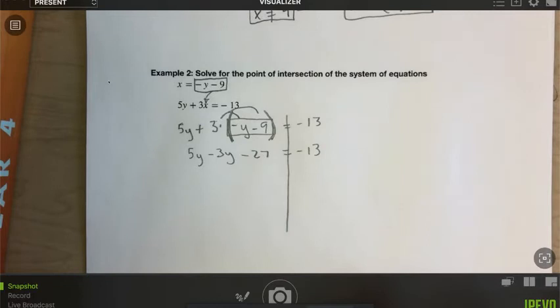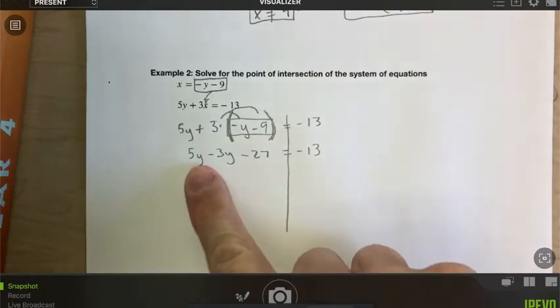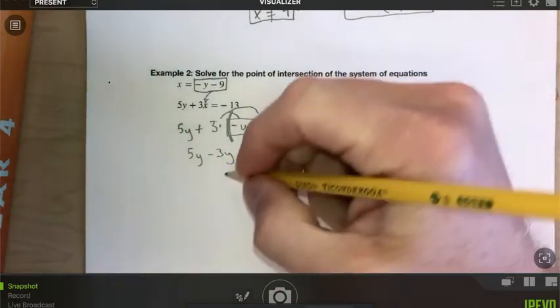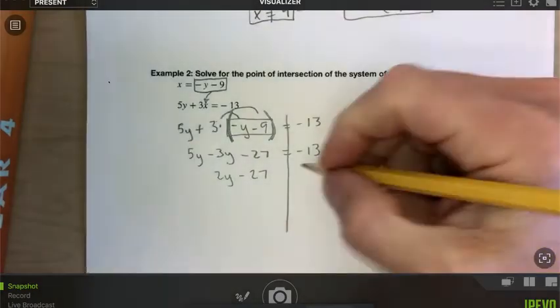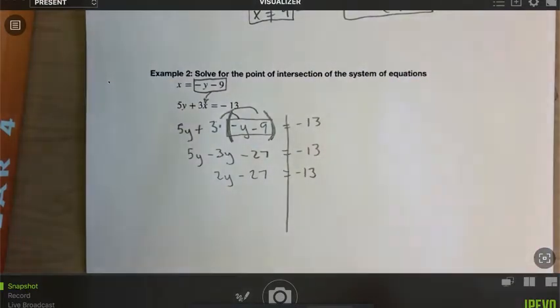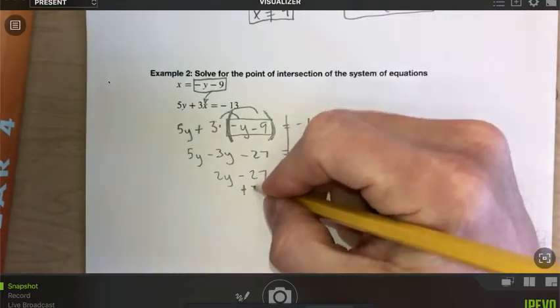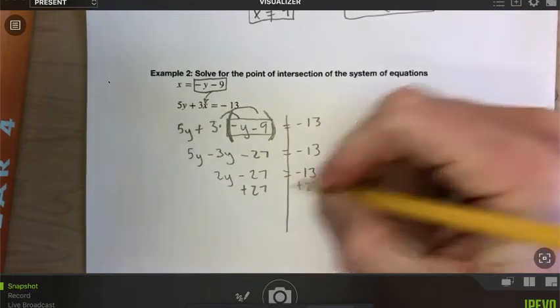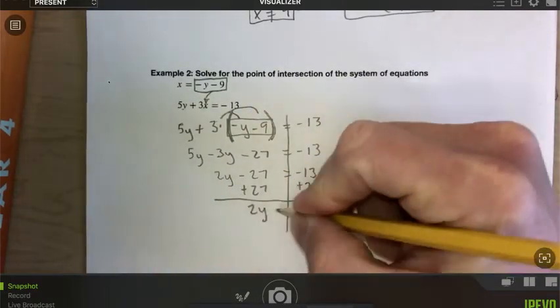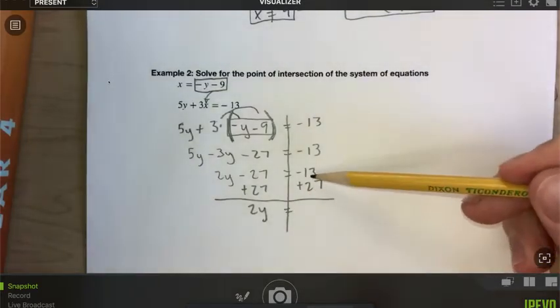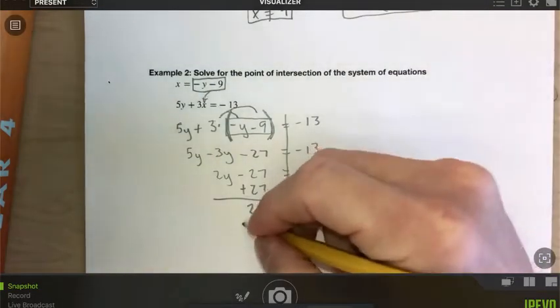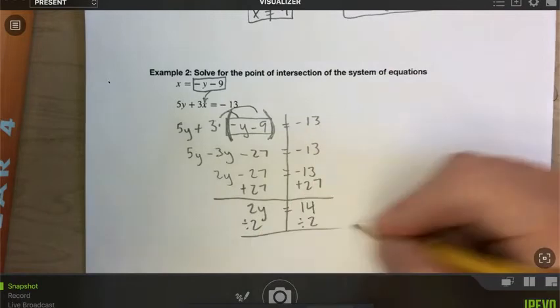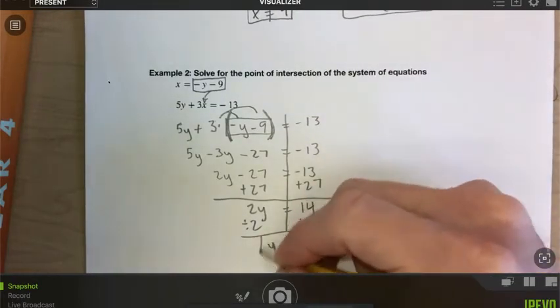Cool. So now my goal is, if possible, can I simplify further? Well, on the left side of the equation, I see a 5y minus 3y. So sure enough, that can become a 2y minus 27 equals negative 13. And then I'm just going to solve like normal, plus 27 plus 27. Now I've got 2y is equal to, and just be careful here, negative 13 plus 27 is going to actually be a positive 14. And finally, divide by 2. And we get y is equal to 7.